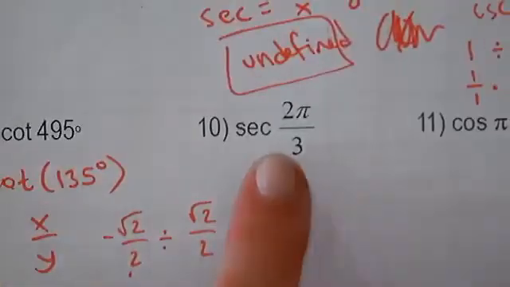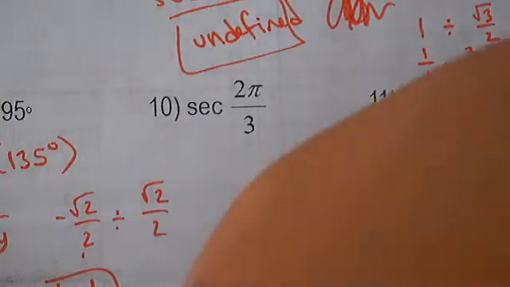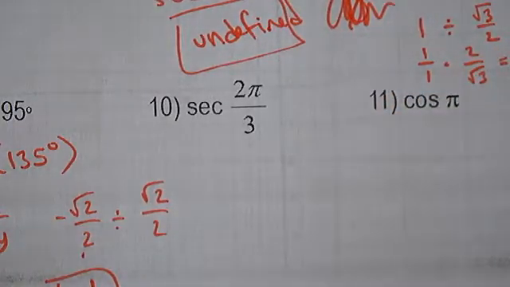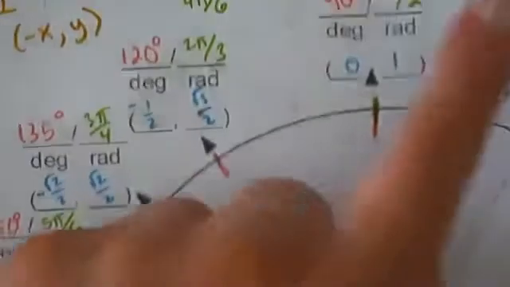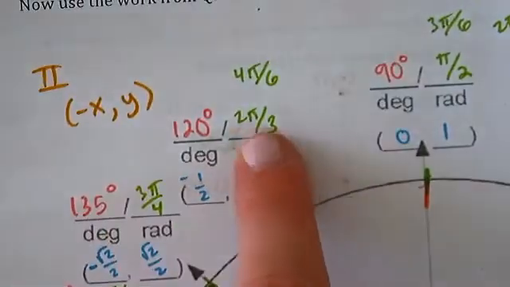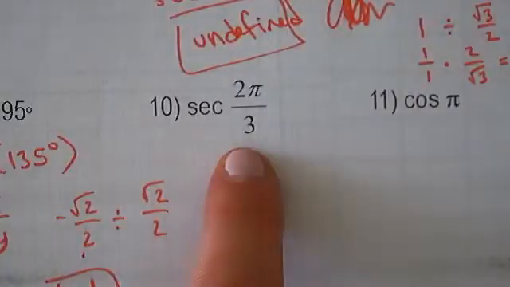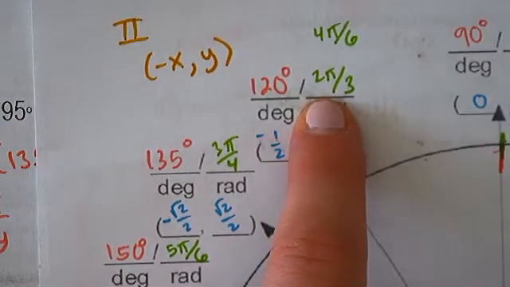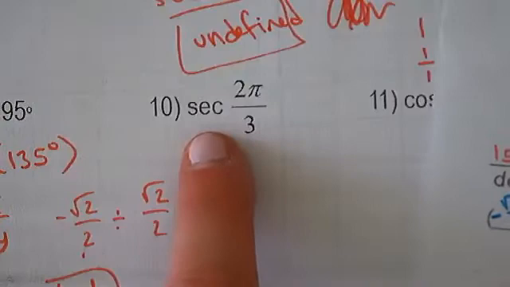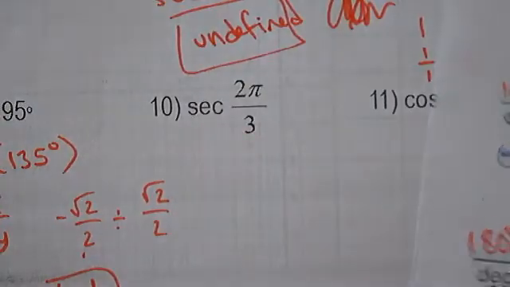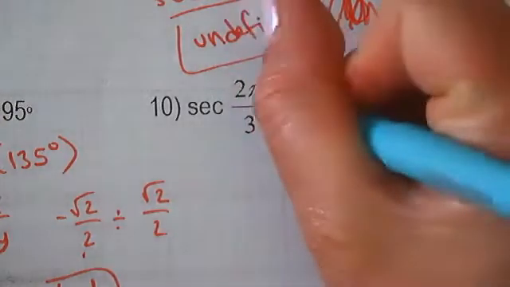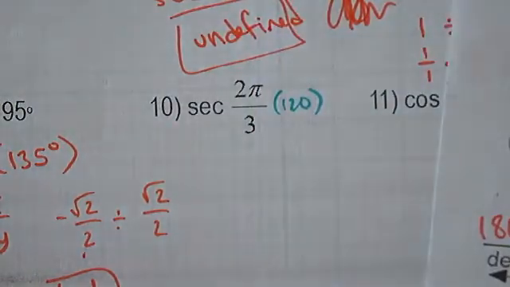All right, so let's get into some radians. You solve this the exact same way. So instead of looking for a degree on your unit circle, we're going to focus on radians. So where's 2 pi over 3? Right here. So we're going to find secant of 2 pi over 3, which is the same thing as 120 degrees.